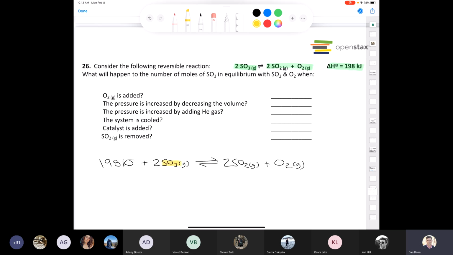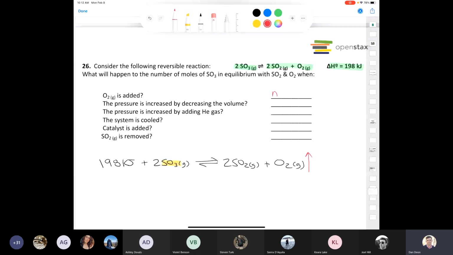Let's see here. If we increase the number of moles of oxygen, if we add oxygen, what's that going to do? Is that going to increase the number of moles of sulfur trioxide or decrease it? I'll just throw that out there first. What in the end is going to happen after equilibrium is established? Yeah, it's going to increase the number of moles of sulfur trioxide. So I'll put the number of moles of sulfur trioxide is going to go up.